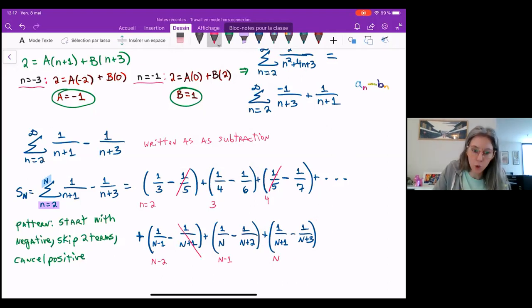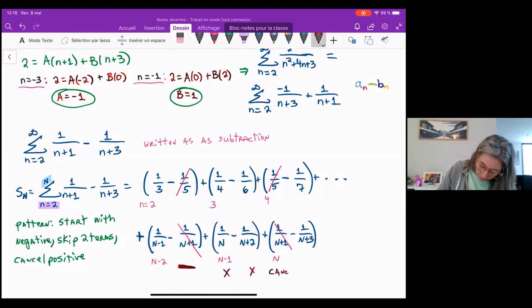I'm going to skip 2 terms and cancel out the positive next to it. So I have my minus 1 over n plus 1. I skip 2 terms, and then I cancel. Same up here. I had my negative 1 over 5. I skipped 2 terms, and then I canceled.